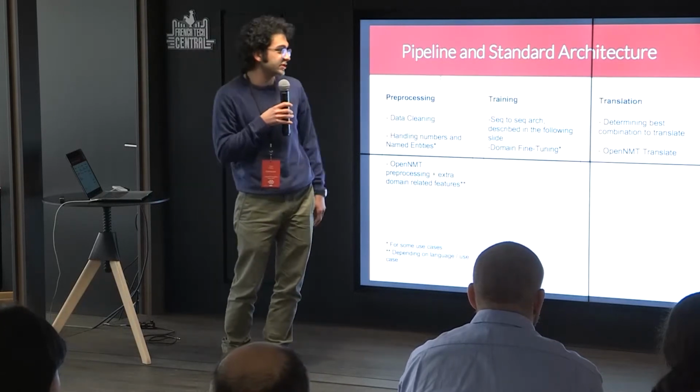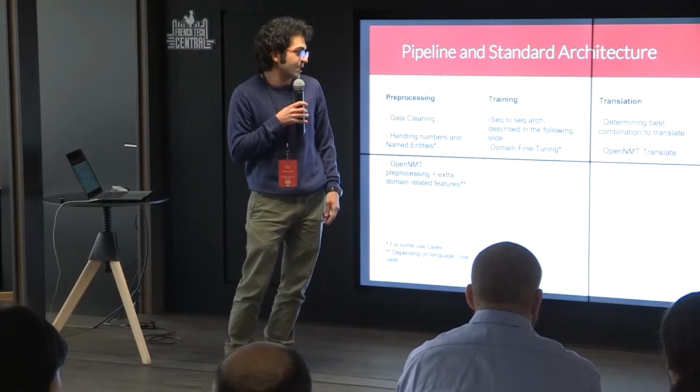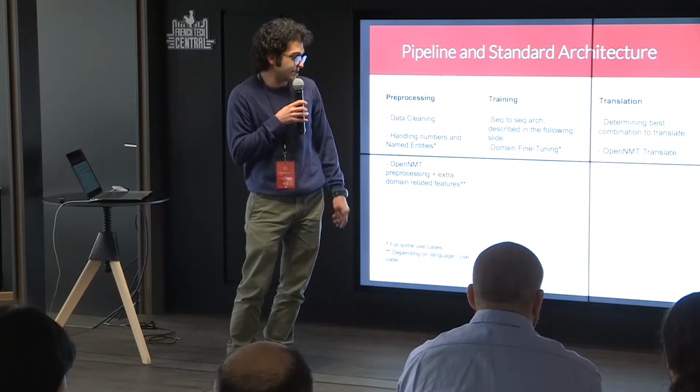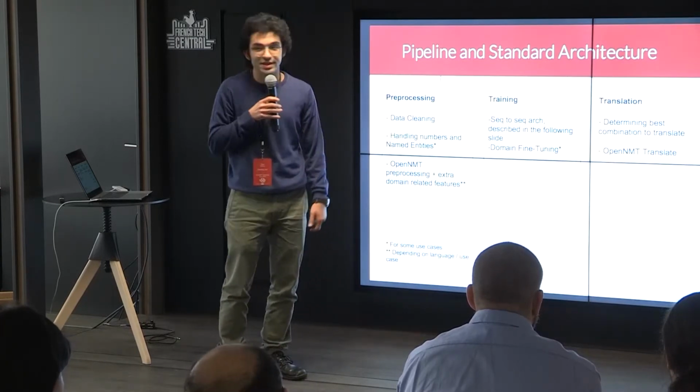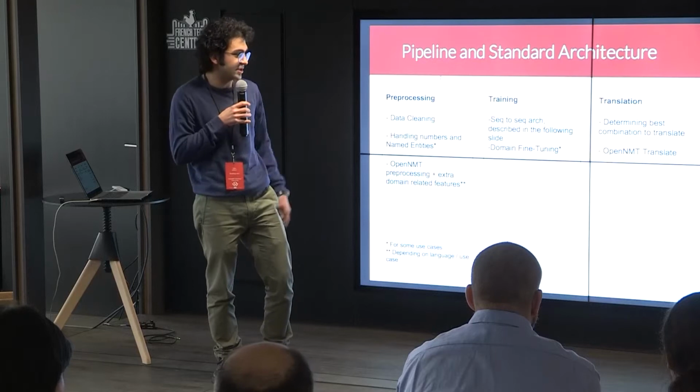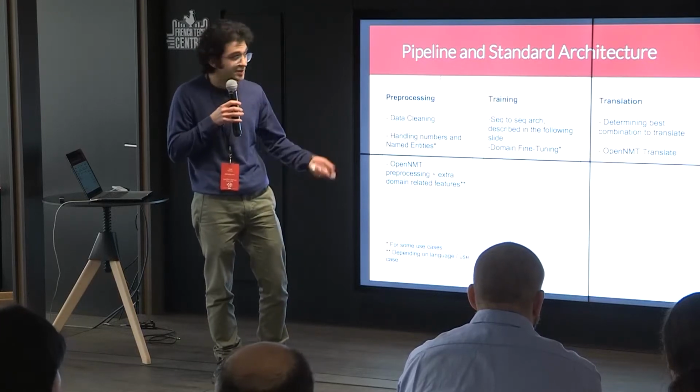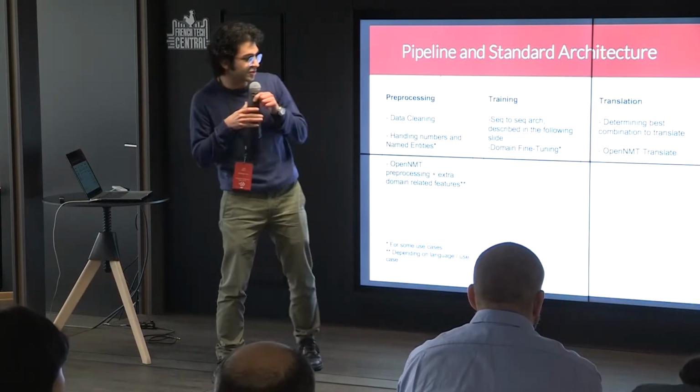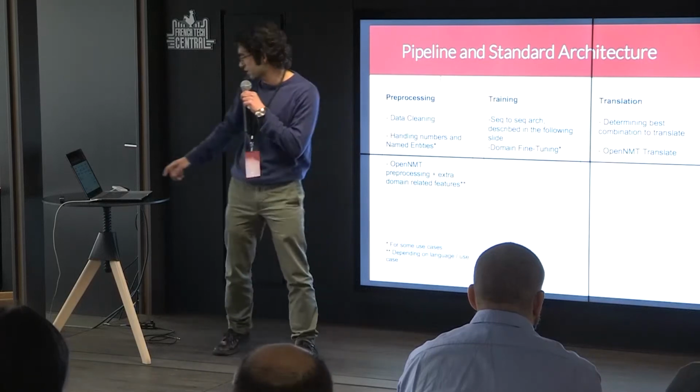And finally, for post-processing, we handle numbers and named entities again, and try to predict mistakes in the translations so that we can handle them. And finally, evaluation, automatic and human evaluation.